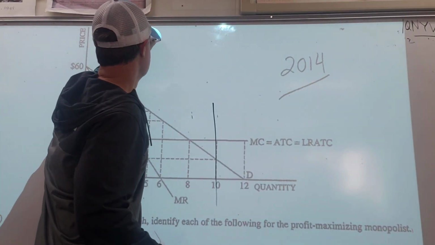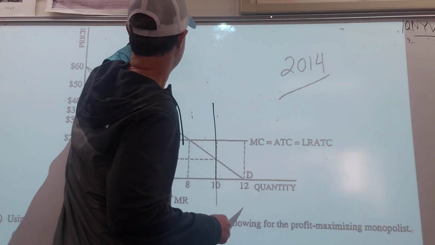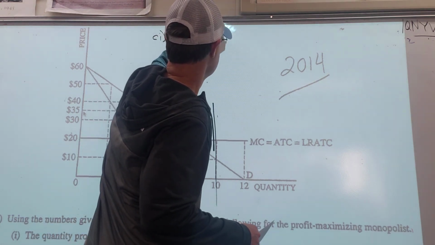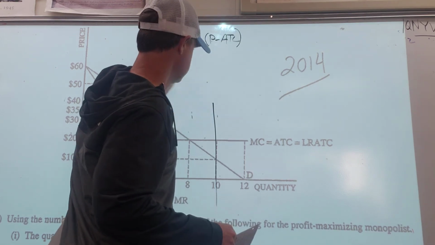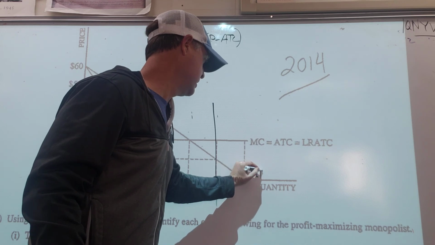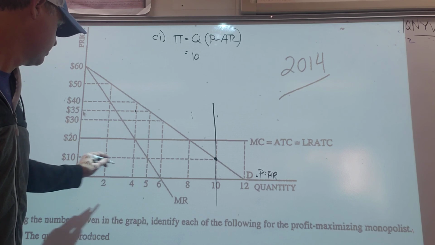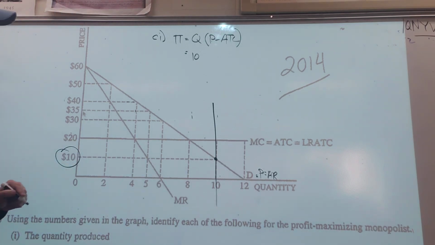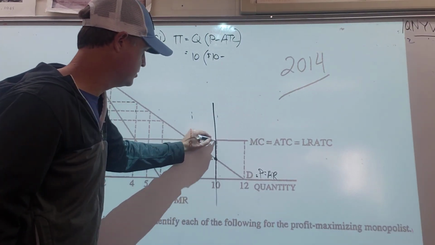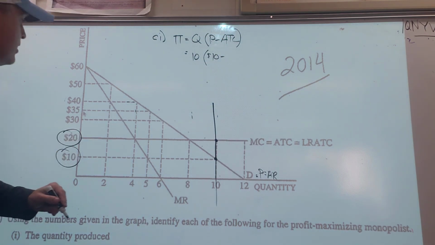So C I, how do I calculate the monopolist's economic profit? Profit equals Q times price minus ATC. Well, the government told me the quantity has to be 10. At 10, where does demand equal average revenue? There. So my price coming over here must be $10. But you go up to your ATC. ATC at that quantity is 20.